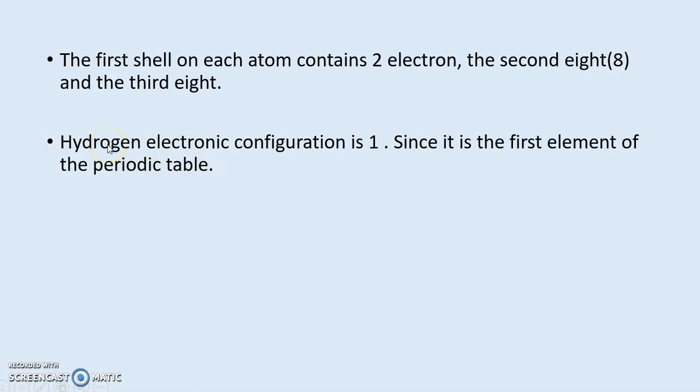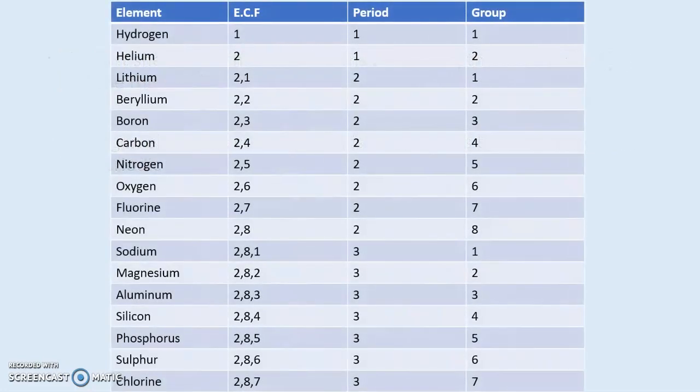So let us look at hydrogen for a bit. We said that hydrogen is the first element of the periodic table, thus its atomic number is 1. So therefore it will have only one shell because it only has 1 electron or 1 proton or 1 atomic number. So its electronic configuration will be 1. Let's just look at some more examples for a better understanding.